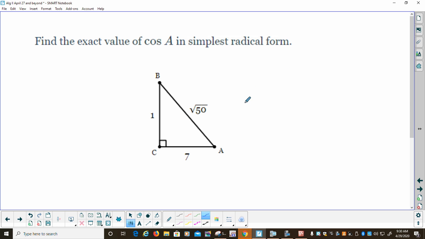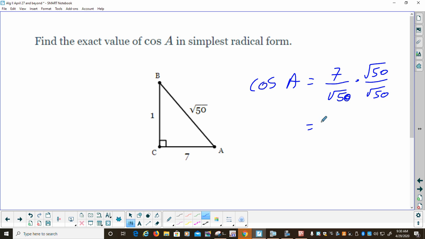This is still a cosine, but the radical will be on the bottom. So the cosine of A is your adjacent over your hypotenuse. 7 over the square root of 50. So this time the radical's on the bottom. So I multiply the top and the bottom by the square root of 50. So I get 7 square roots of 50 over 50. 7 and the 50 aren't going to reduce, but the square root of 50 will.